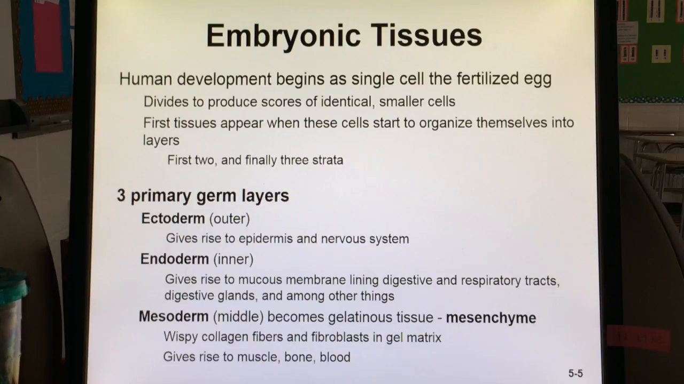And then the mesoderm is the middle germ layer, and that becomes gelatinous tissue. It eventually is going to become collagen fibers, matrix, and as development occurs, it will give rise to muscles, bone, and blood.